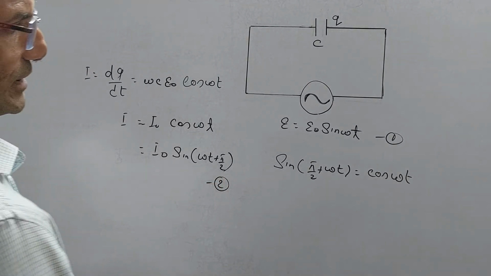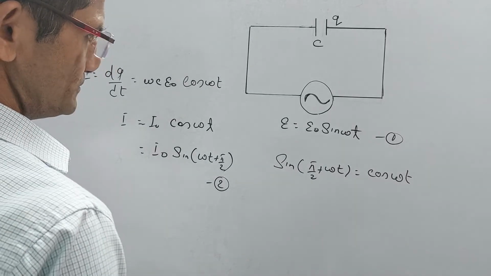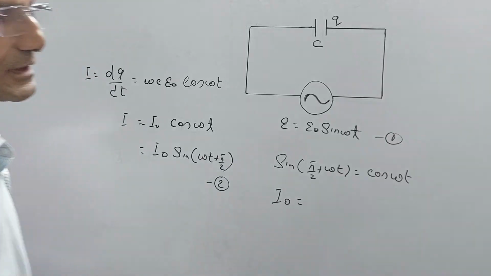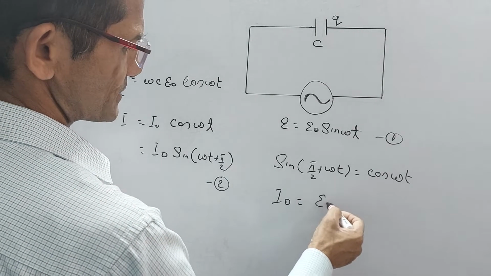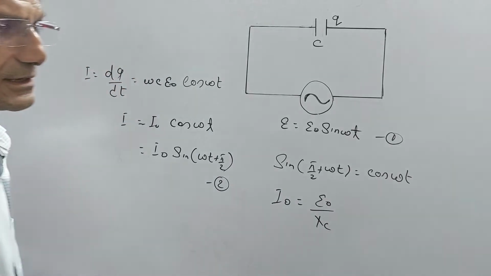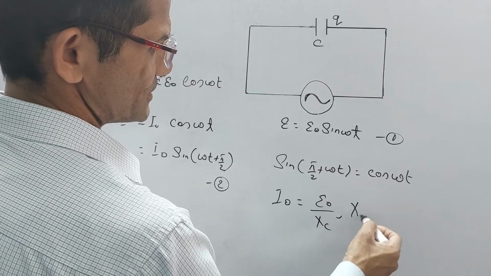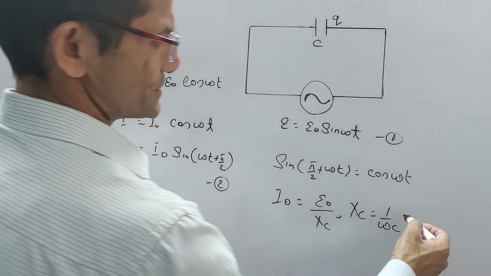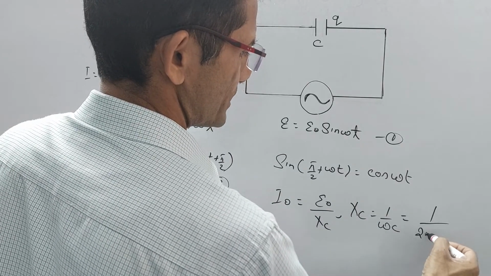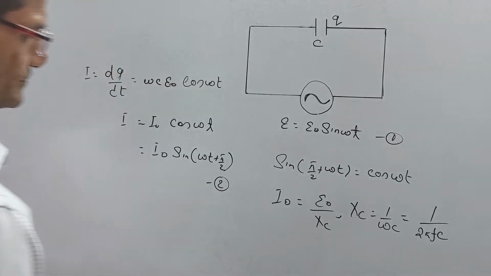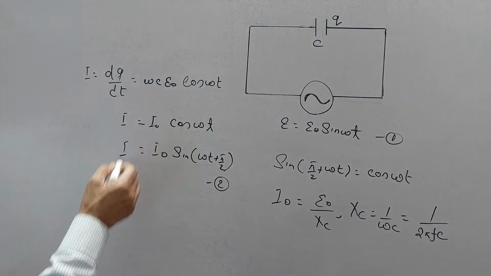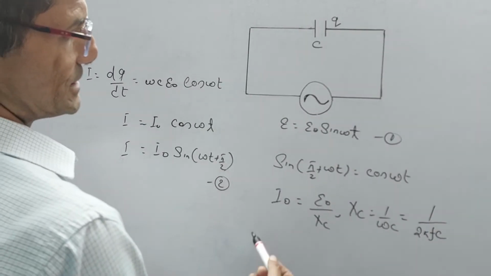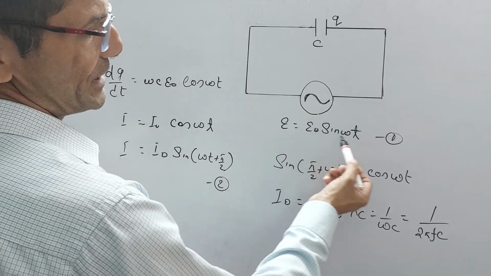Now in this way, we can compare equations first and second. Here I naught is the current amplitude, whose value comes out to be E naught divided by Xc. Xc is the capacitive reactance, whose value is 1 upon omega C, and we also know that omega is equal to 2 pi f, multiplied by C. So our current in the circuit at time t is I naught sin of omega t plus 90, and our voltage at that time is E equal to E naught sin omega t.